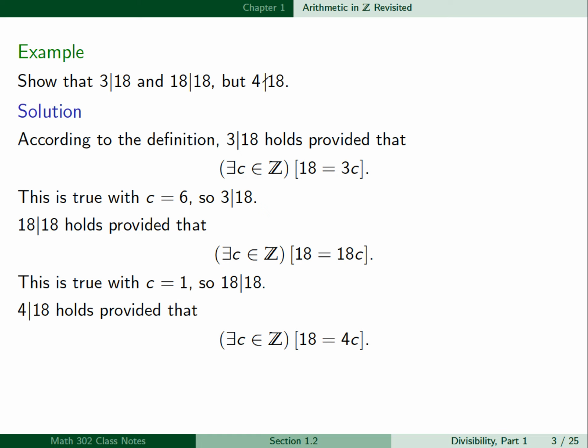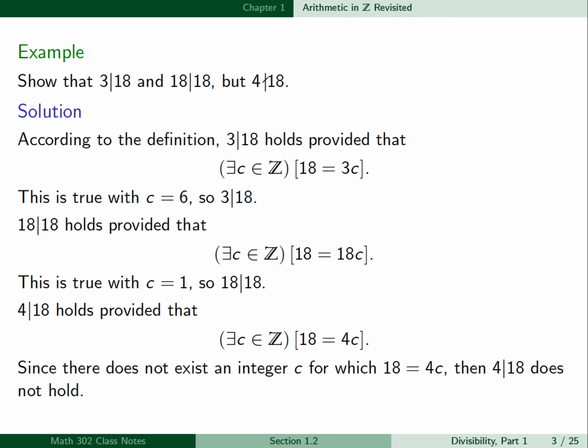And finally, 4 divides 18 holds provided that there exists a c in Z such that 18 is equal to 4c. Since there does not exist an integer c for which 18 is equal to 4c, then 4 divides 18 does not hold. Therefore, 4 does not divide into 18.